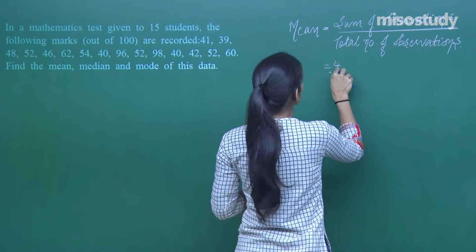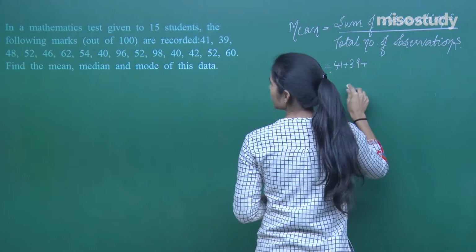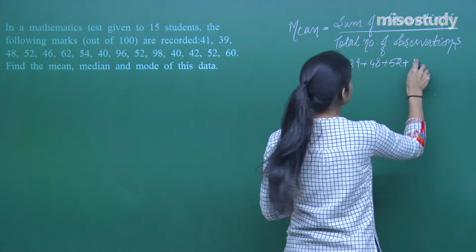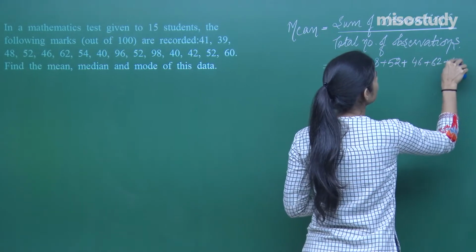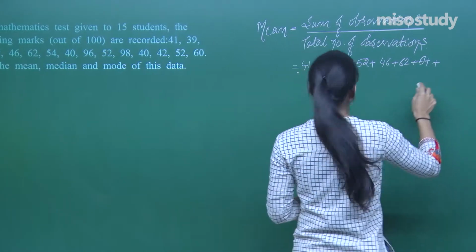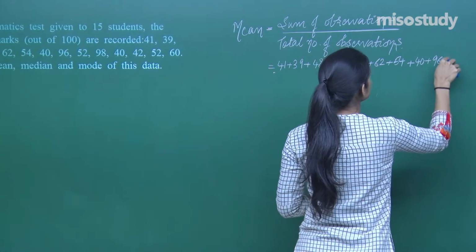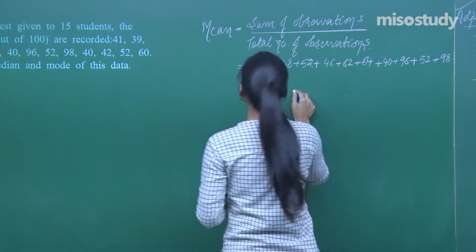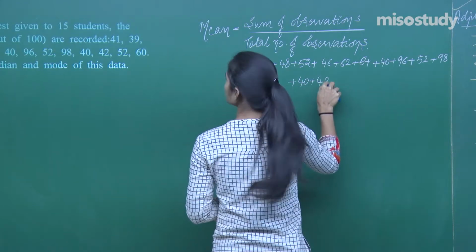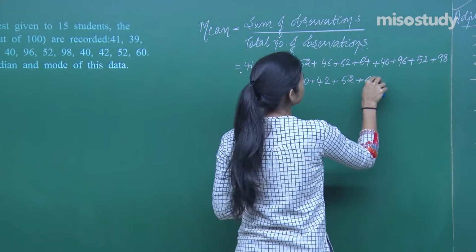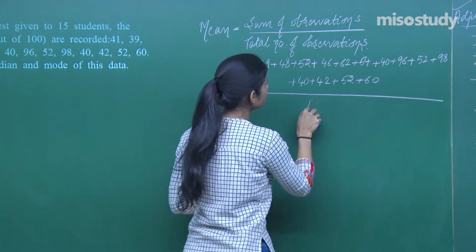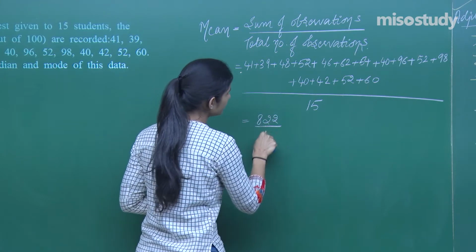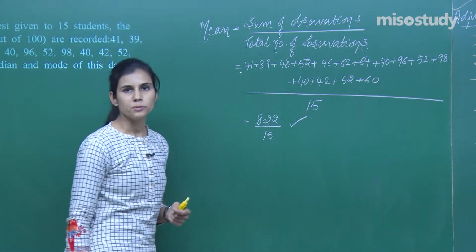Sum of all these values, 41 plus 39 plus 48 plus 52 plus 46 plus 62 plus 54 plus 40 plus 96 plus 52 plus 98 plus 40 plus 42 plus 52 plus 60, whole upon the number of these observations, which is 15. When you obtain the answer, you obtain it as 822 upon 15. You can evaluate the answer, that would be your mean.